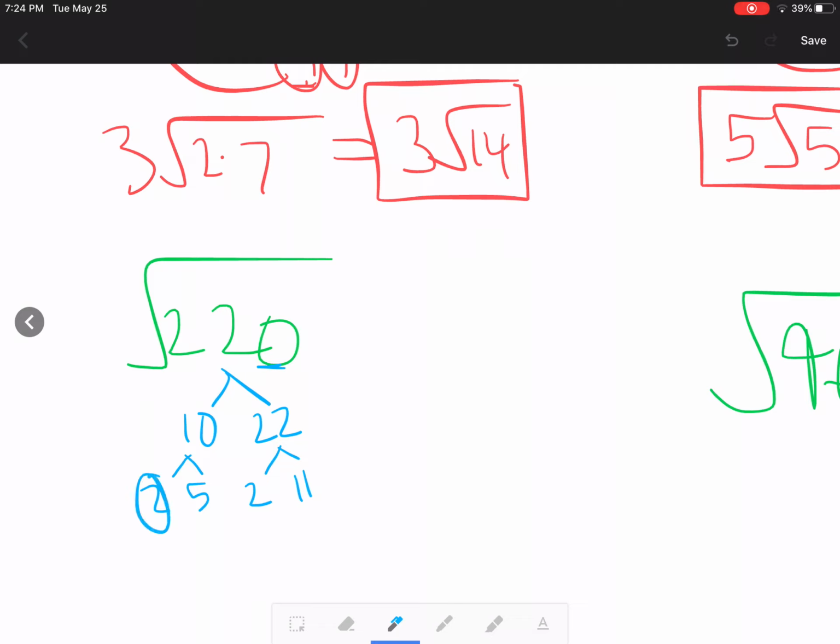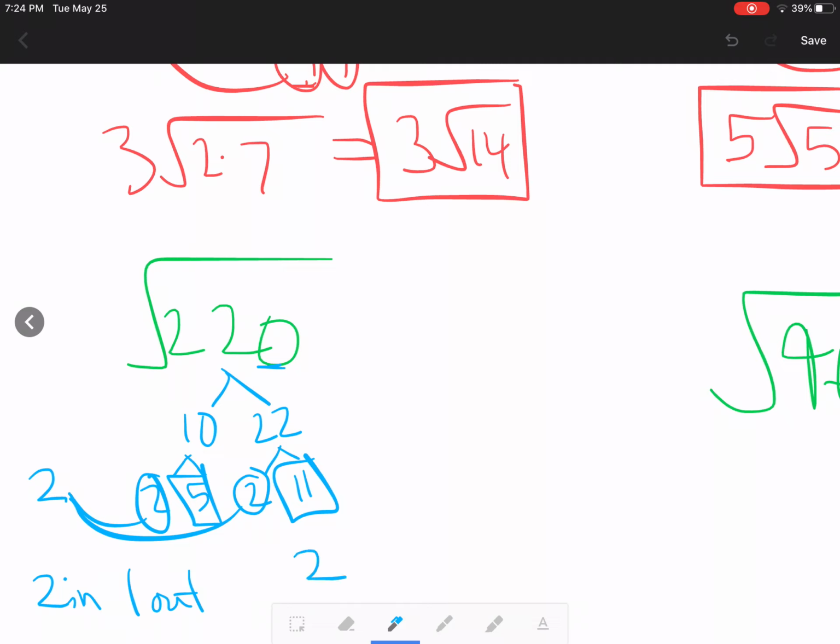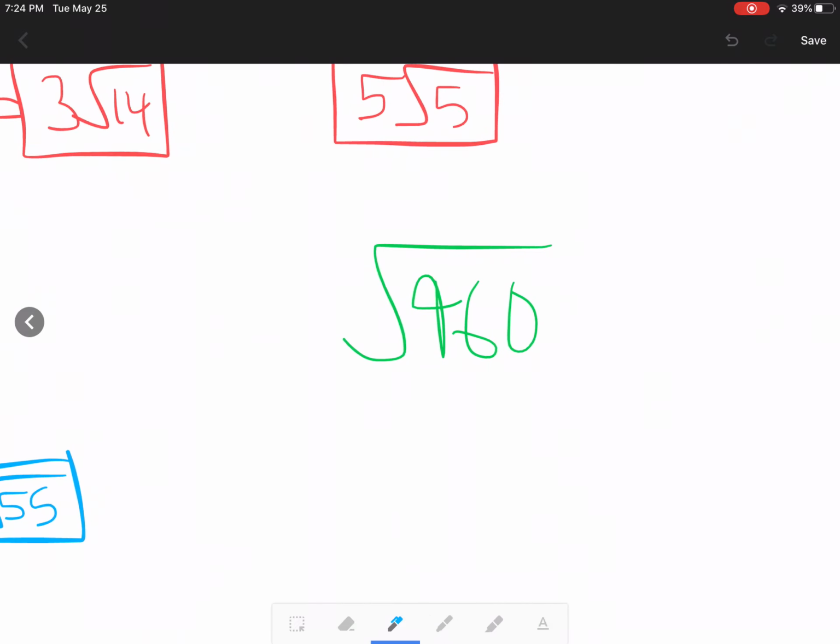So what I'm going to do is circle these two 2's, and I'm going to take them both out, but again, it's 2 in, 1 out. This is going to become 1, 2 on the outside, and what I'm left with is 5 and 11 on the inside. So 2 square root 5 times 11, 55. Box it, walk away. Finally, big one, 960.